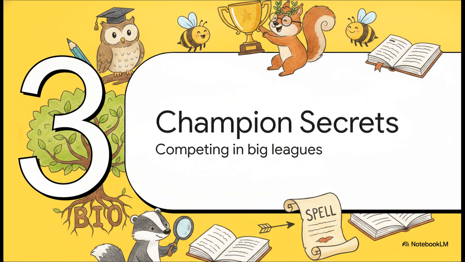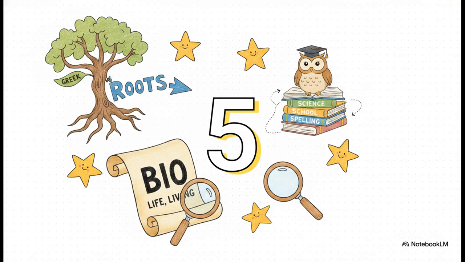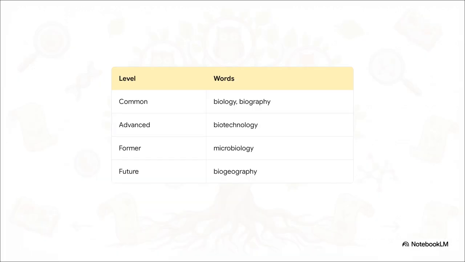All right, part 3, spelling bee champion secrets. Time to compete in the big leagues. Listen, if I were to rank roots by their importance in a competition setting, bio is absolutely a 5-star essential root. It's one of the most common and useful Greek roots you'll ever encounter. You're going to see it in science, across all your school subjects, and for sure in spelling bee words all the time. So let's walk through exactly what to expect in competition.